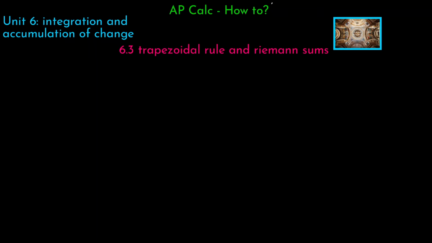Today we're going to be going over the trapezoidal rule and Riemann sums. Alright, let's head into it. So, a limit of a Riemann sum is an approximation, but as the number of rectangles increases, the approximation gets more accurate. That's basically the concept that we're going to be going over today.